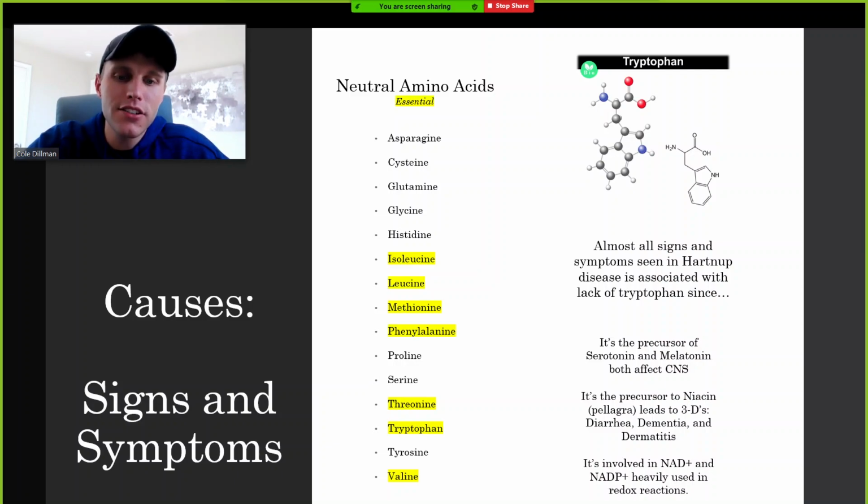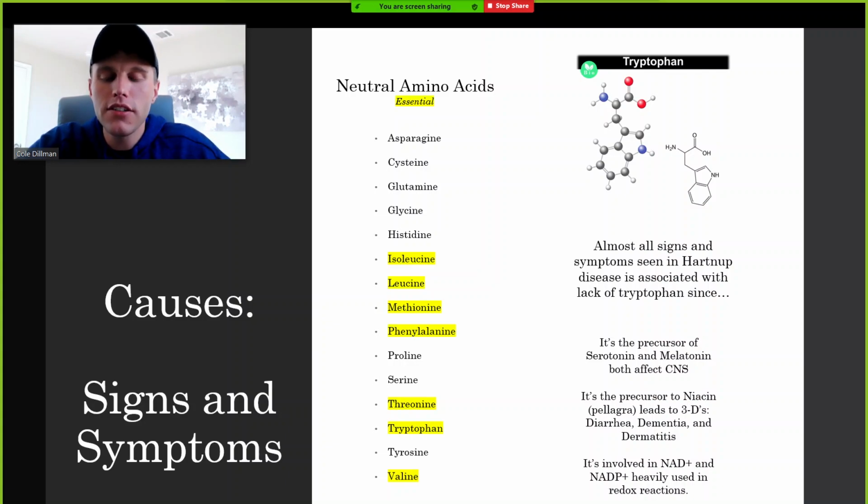However, they suspect that tryptophan has a much lower affinity than the other ones here in yellow, which is what causes it to be so deficient, and is also why tryptophan causes almost every single sign and symptom that is seen in Hartnup disease. One of the reasons for this is that it's the precursor of serotonin and melatonin, which both affect the central nervous system. It's also a precursor to niacin, which, if you've ever heard of pellagra, can lead to the 3 Ds known as diarrhea, dementia, and dermatitis, which are all symptoms that we see in Hartnup disease.